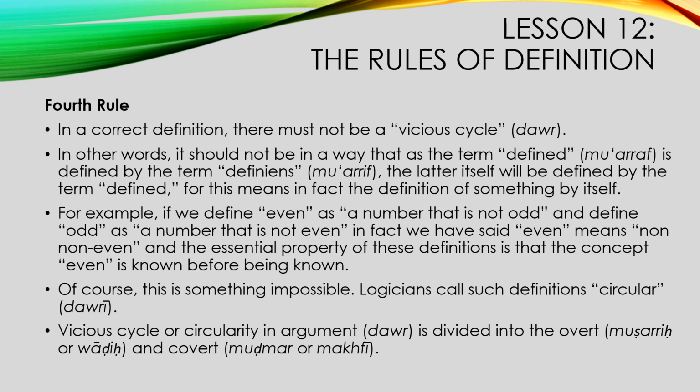Vicious cycle or circularity in argument, or dawr, is divided into the overt, or musarrih or wadi, and covert, or mudmar and makhfi, meaning hidden.